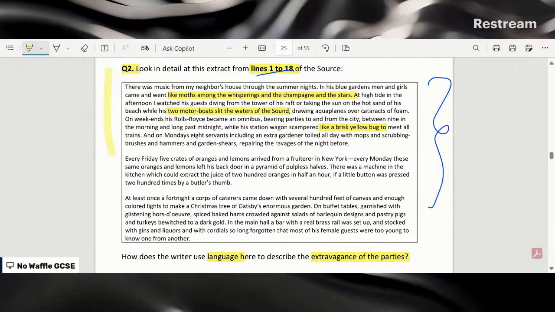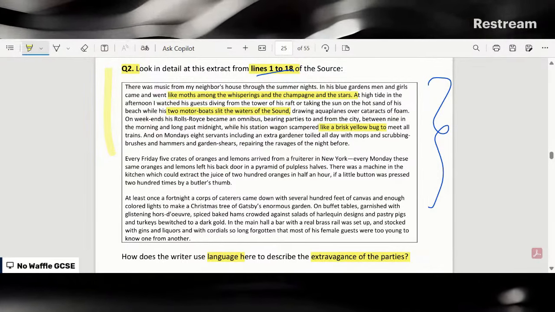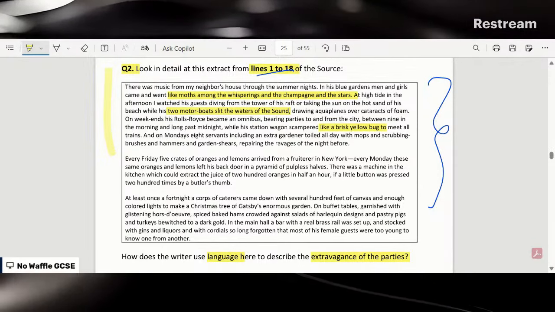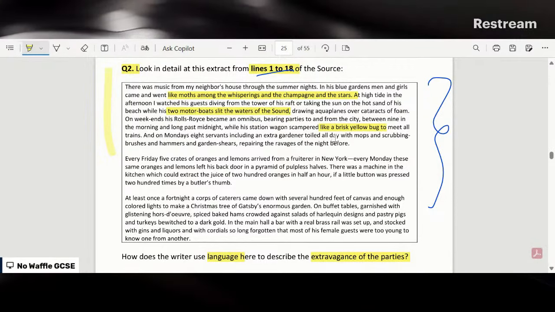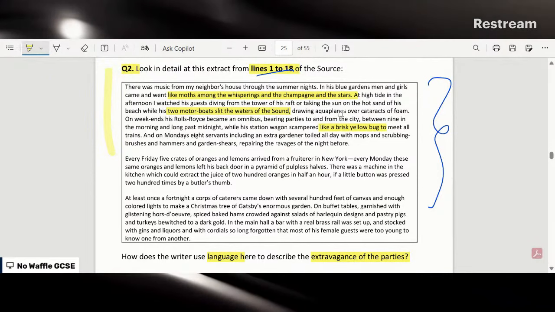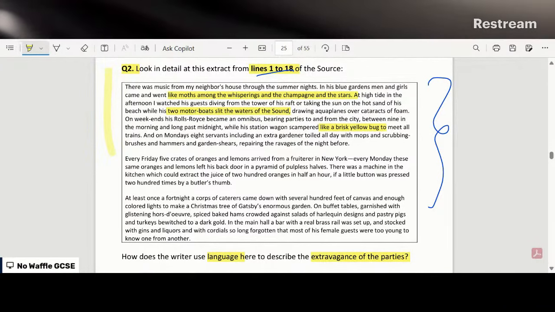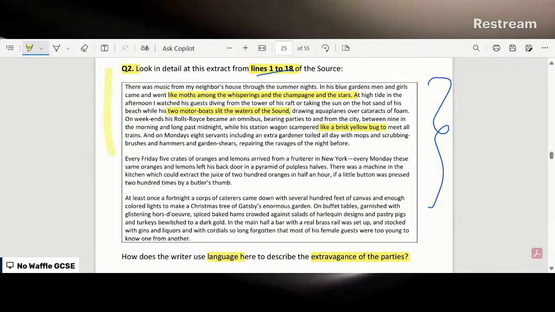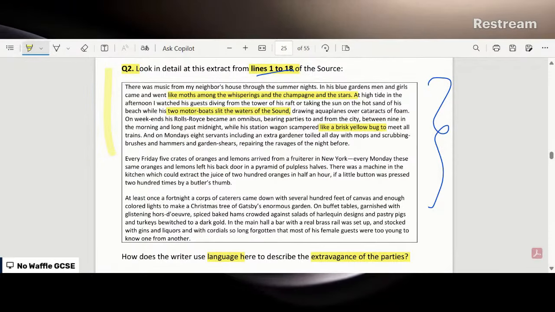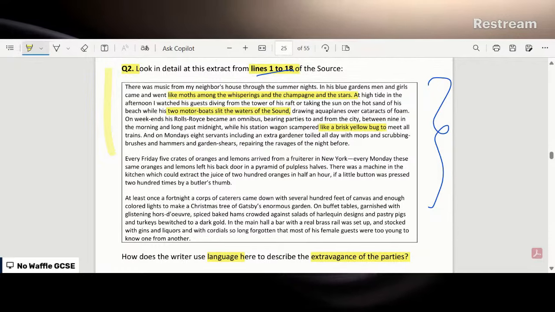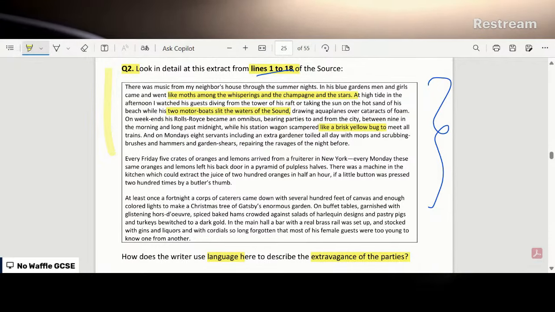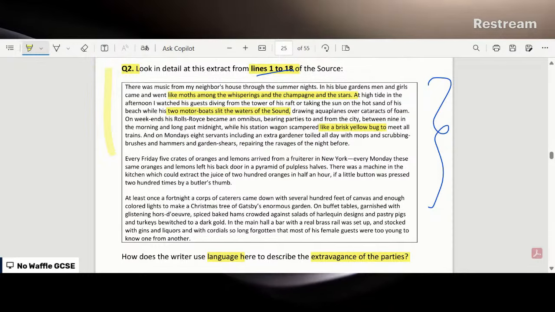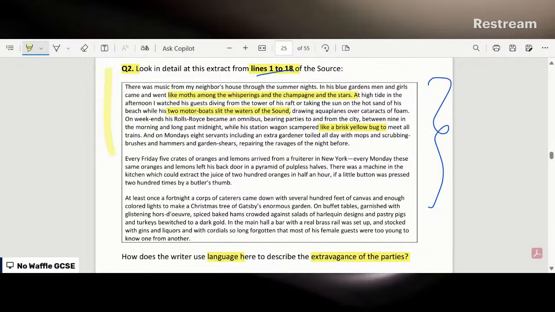"And on Mondays, 8 servants, including an extra gardener, toiled all day with mops and scrubbing brushes and hammers and garden shears." So we've got listing there, but remember that's structural, so we don't want to highlight that for this question. "Every Friday, 5 crates of oranges and lemons arrived from a fruiterer in New York. Every Monday, these same oranges and lemons left his back door in a pyramid of pulpless halves. There was a machine in the kitchen which could extract the juice of 200 oranges in half an hour, if a little button was pressed 200 times by a butler's thumb."